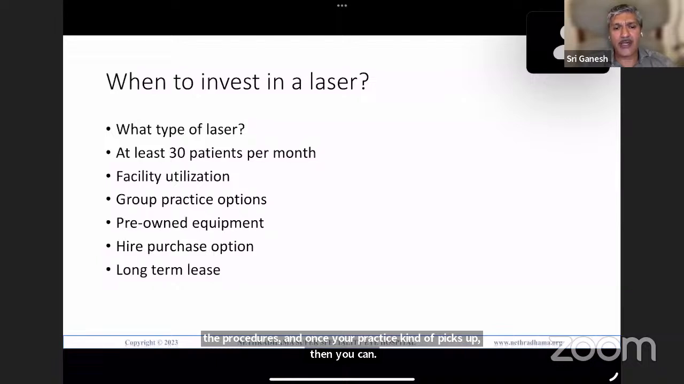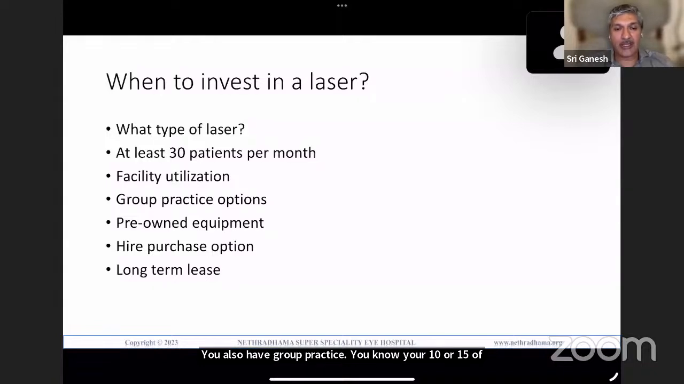You also have group practice options. Ten or fifteen of you, young ophthalmologists who are interested in doing refractive surgery or who have been trained in refractive surgery, can come together and pool in money. This is a very good option, especially if you do not have the funds to invest. It reduces your financial risk.